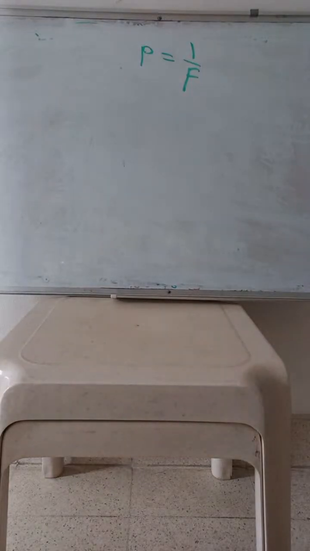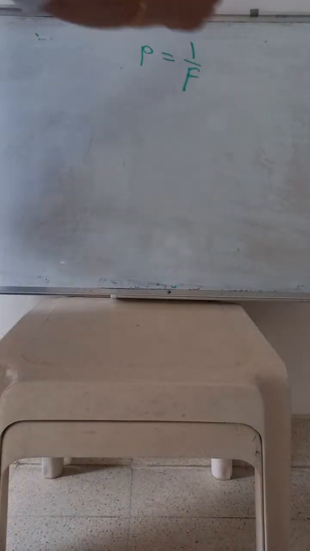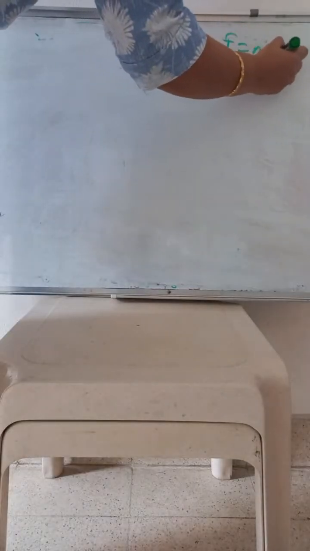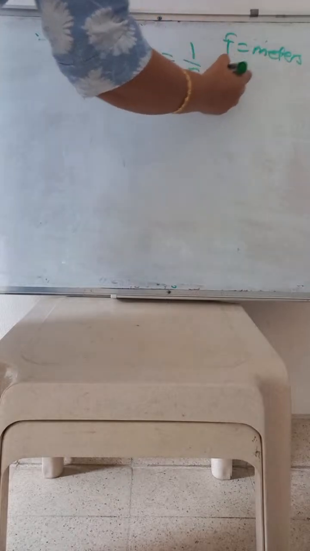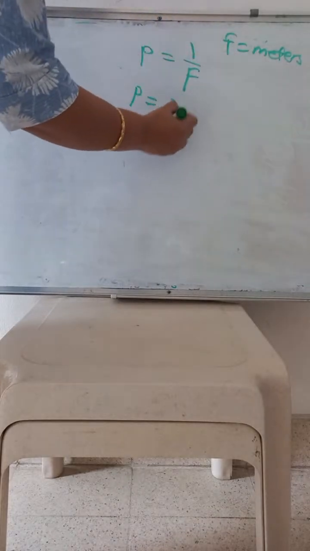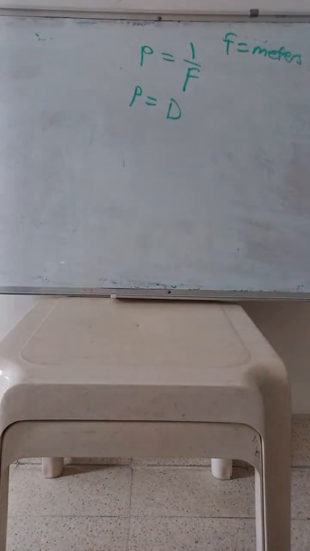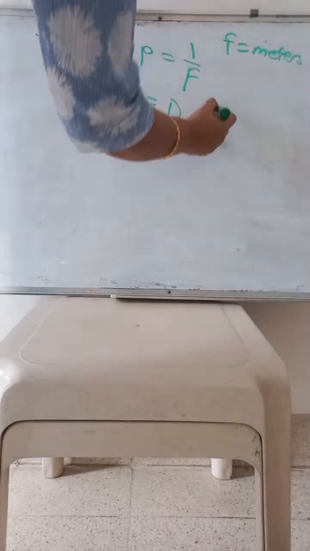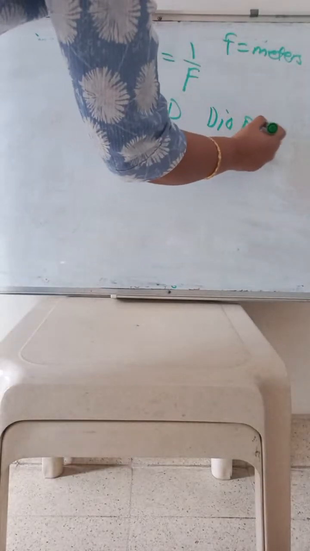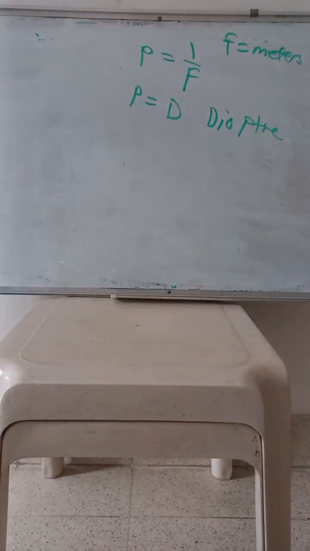So here they are saying write the SI unit. What is the SI unit of power? Focal length is measured in meters, and P we are measuring in terms of diopter. We write it as diopter, denoted by capital D. D-I-O-P-T-R-E. So this is what diopter is. Okay, so this is the SI unit.